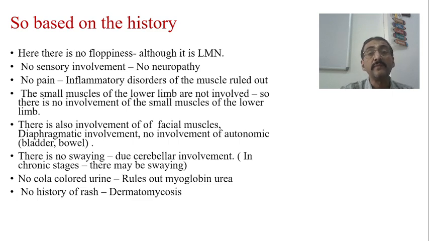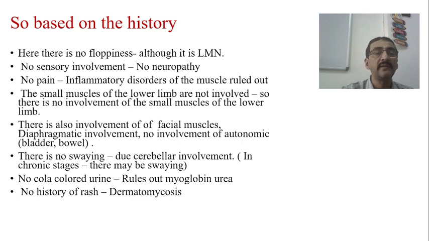So the small muscles of the lower limb are not involved. There is also involvement of the facial muscle, diaphragmatic involvement may be there sometimes, but in this case there is no diaphragmatic involvement. No involvement of the autonomic nervous system. If the autonomic nervous system is affected, you will have incontinence of urine, involuntarily passing the urine, next is sweating, then heart rate problems. So these things will occur.